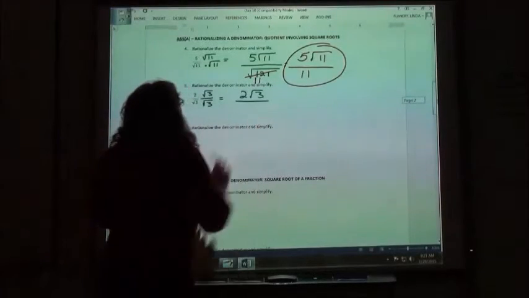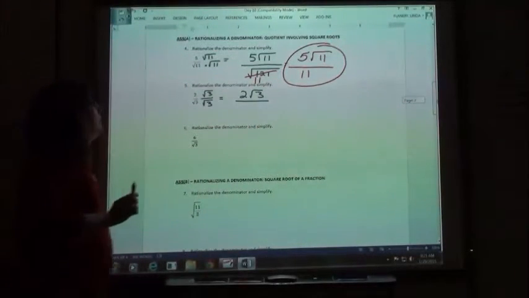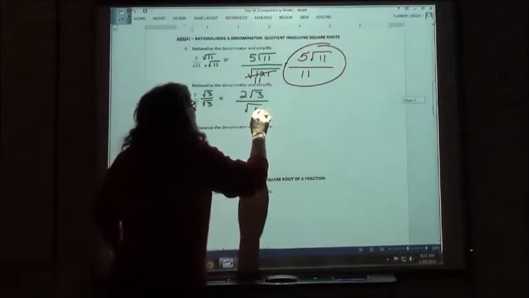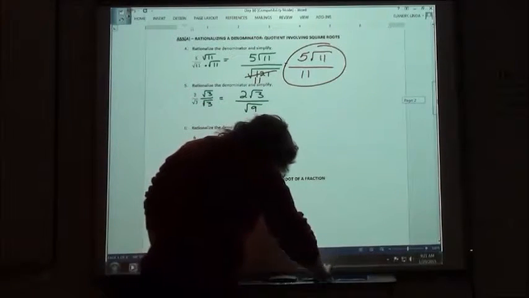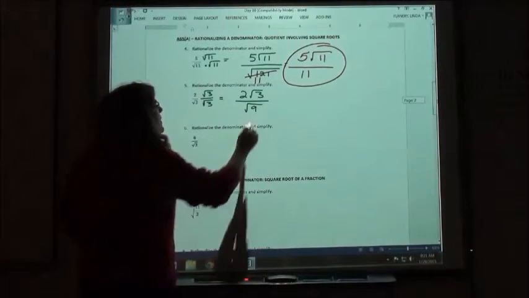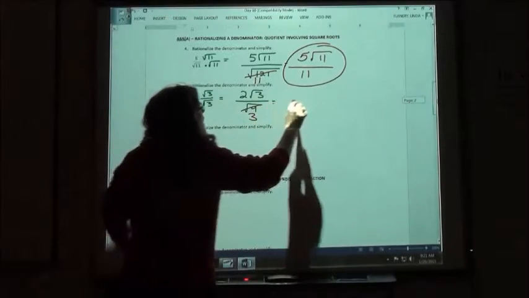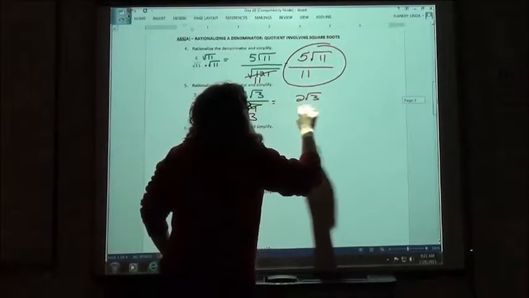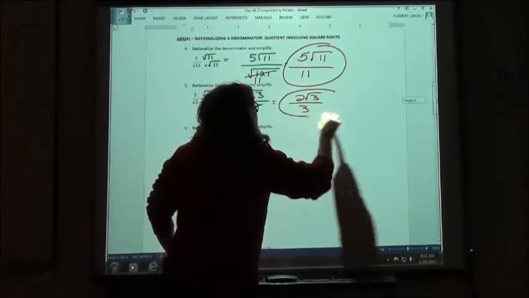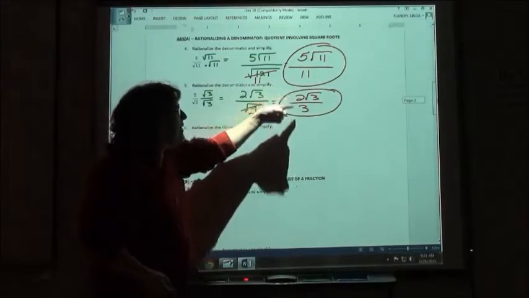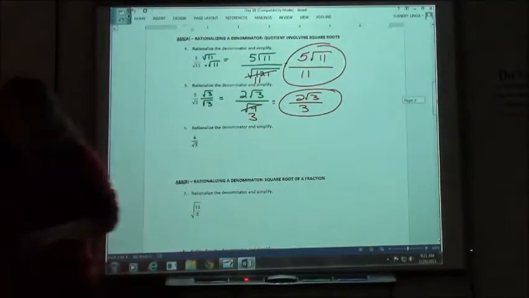On the bottom, we're going to get square root of 9, which should be a perfect square. And the square root of 9 is just 3. So we're going to have 2 square root of 3 over 3. And that's going to be my answer because, again, I can't simplify the 2 thirds.